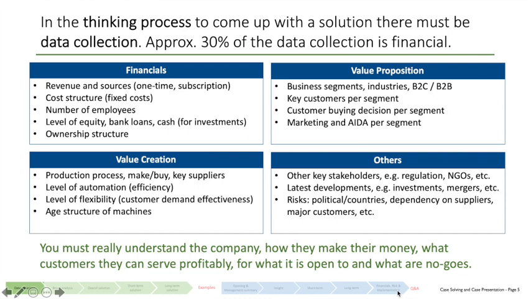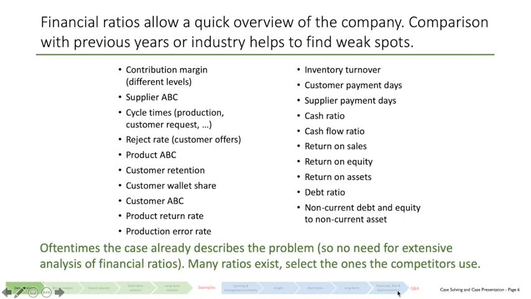And last but not least, that's the green sentence at the end. We also need to see if there are some kind of no-goes or special focuses, special emphases that the case is requiring. So these would be some examples, some detailed examples of what we just mentioned, some financial ratios that we could specifically look at.